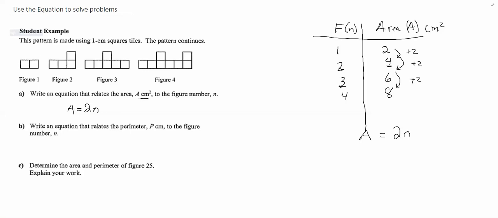Now, let's go to B. Write an equation that relates the perimeter P in centimeters to the figure number n. So we're going to change this up a bit. Rather than determining the area, we're going to determine the perimeter. So that's our new question. We want to do our perimeter compared to the figure number.